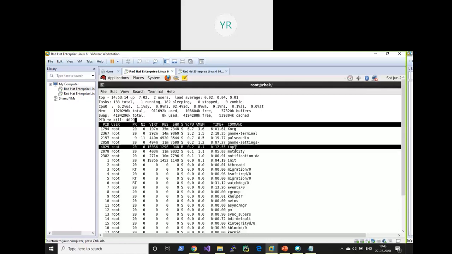Right now I'm running the top command, and I'm killing that one with a signal. I guess it is asking for the signal. In the previous class, I gave information about signals. There are almost 64 signals. So I will give 9. It will terminate it.